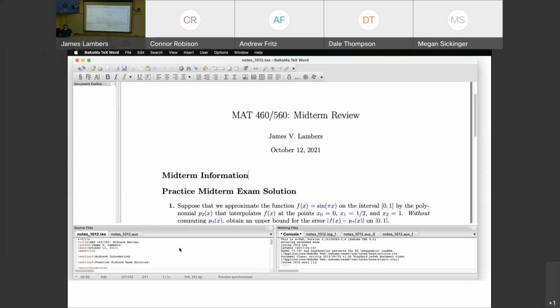So as I mentioned previously, the plan for today is to discuss all of the midterm, with particular focus on the practice midterm.